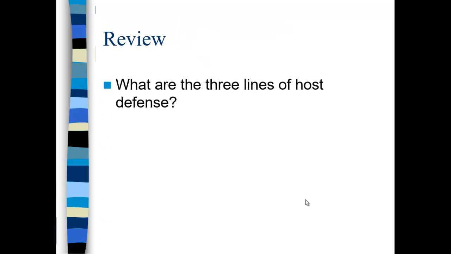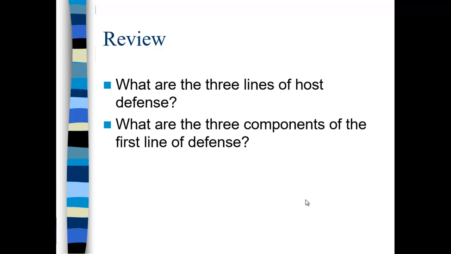Okay, so going back to the three lines of host defenses, we have the first line of defense, which consists of physical barriers, chemical components, and genetic immunity. Then we have the second line of defense, which is cellular immunity that is innate. Then we have the third line of defense, which is cellular immunity that is acquired, and this is acquired through B cells and T cells. So those are the three lines of defense. The three components of the first line of defense, as I stated before, are physical barriers, chemical components, and genetic immunity.